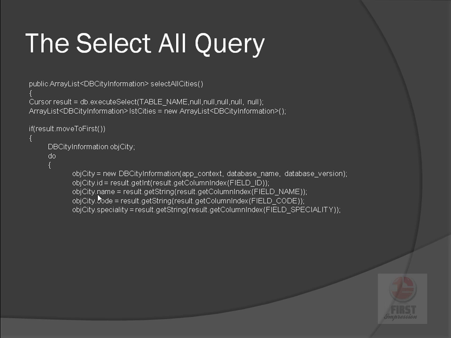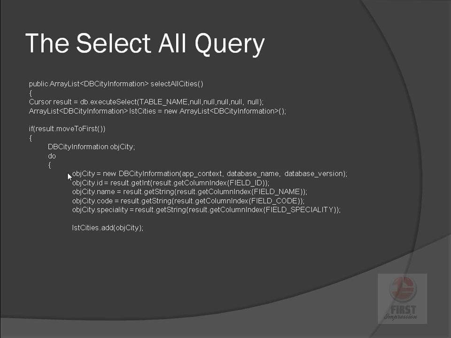In name, we'll say objcity.name equals result.getString, because name is a string. Inside this, we have to pass the index from where we can get that name. So we'll say result.getColumnIndex(field name). It will get us the index of the field name. From that column index of field name, we will get the string and we'll put that string inside objcity.name. Similarly, we'll do objcity.code and specialty. Once the fields are set up, we will add this object to the array list by saying lstcities.add(objcity).